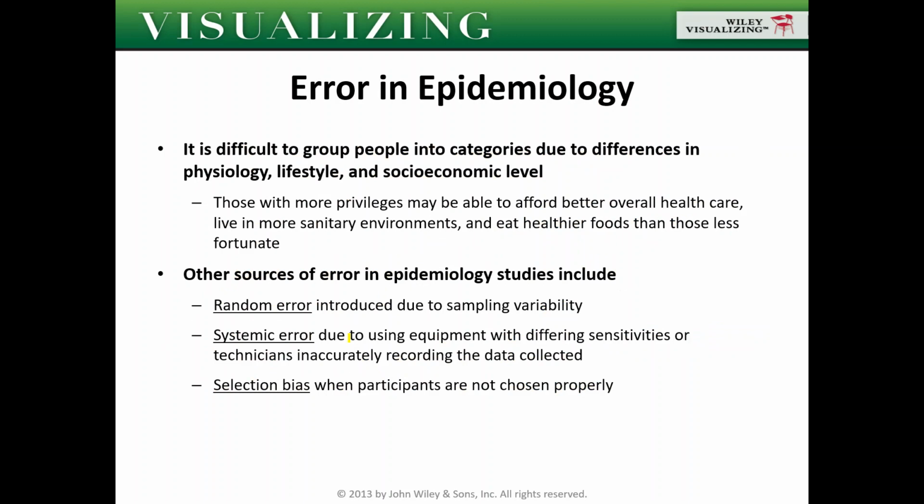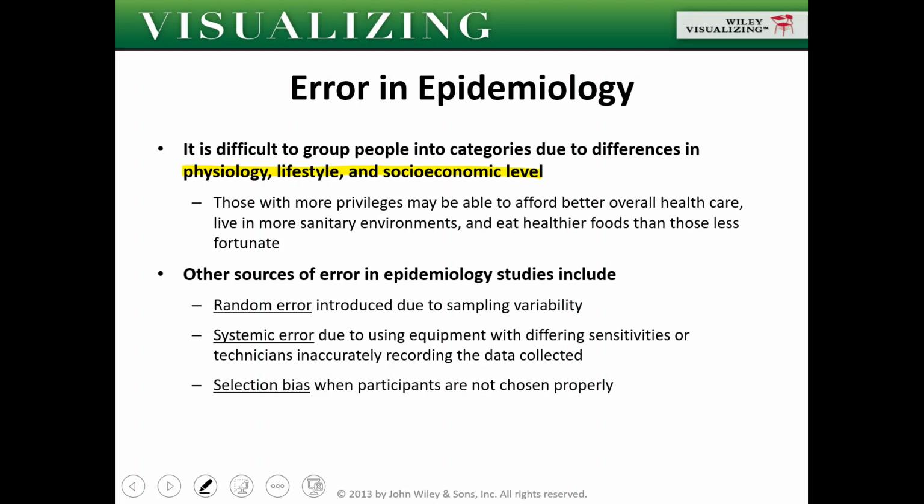Now, obviously, epidemiology is not a perfect science. Sometimes it is difficult to select proper groups of people because people have different physiology, different lifestyle, different socioeconomic level. You have to take into account that people who are more affluent may receive better health care, they may live in better sanitary environments. And you can compare studies done in one country, but it becomes harder to compare studies done in countries with different lifestyle, for instance.